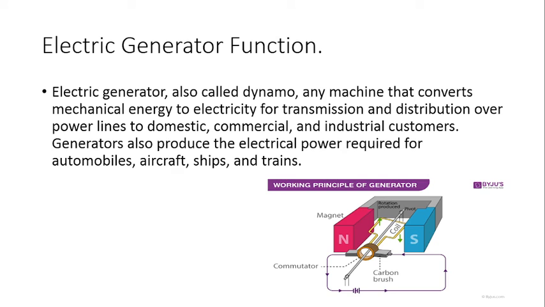Electric generator function. An electric generator, also called a dynamo, is any machine that converts mechanical energy to electricity for transmission and distribution over power lines to domestic, commercial, and industrial customers. Generators also produce the electric power required for automobiles, aircraft, ships, and trains.